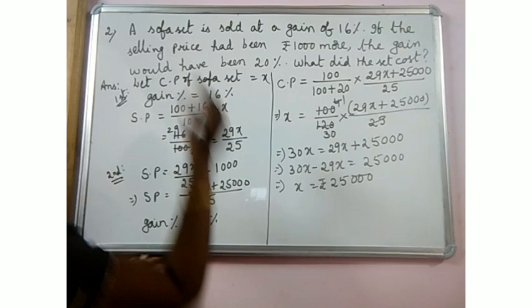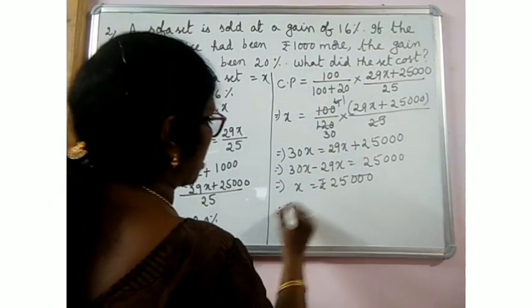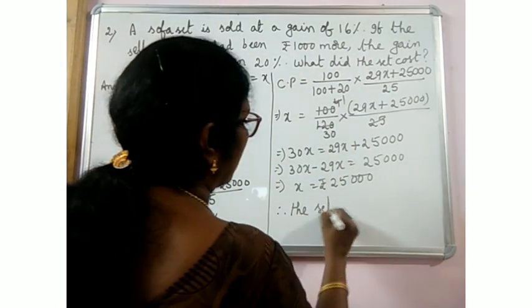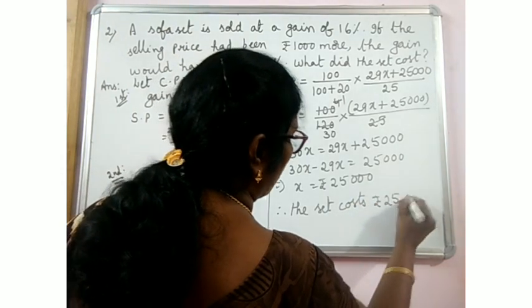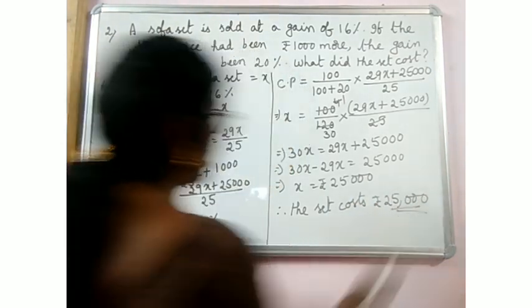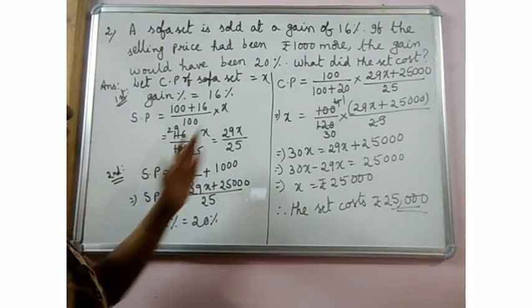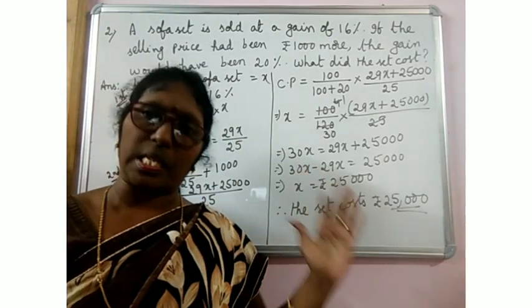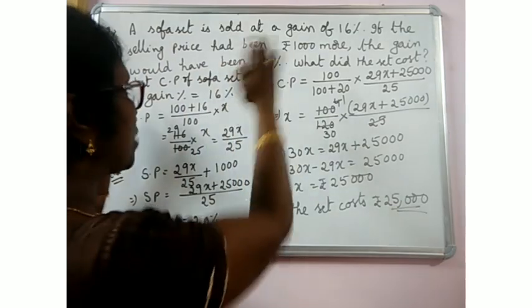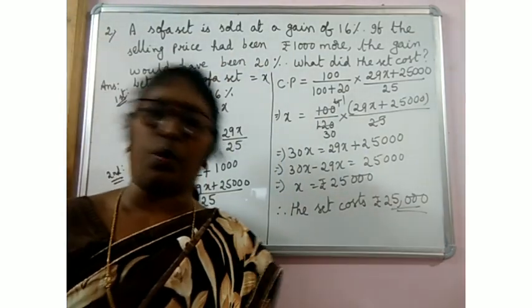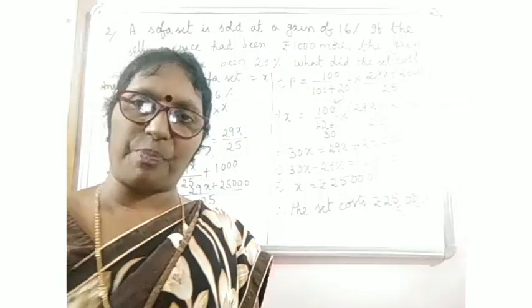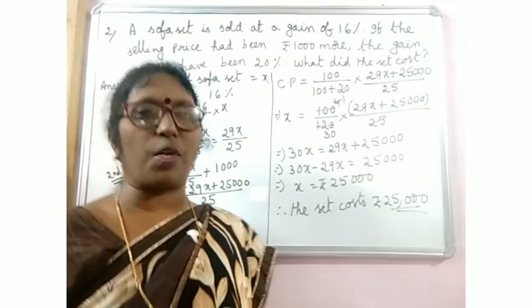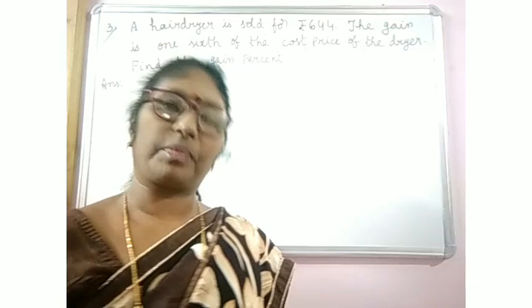What is x? Cost price. What did the set cost? Therefore, the set costs 25,000 rupees. So, this one is a little complicated, but I hope this is clear to you. Stepwise, if you write what is given and what to find, it will be very easy and you will be able to do it easily. Okay?